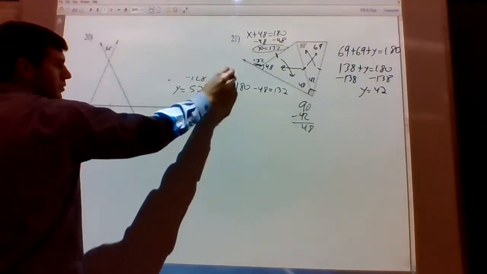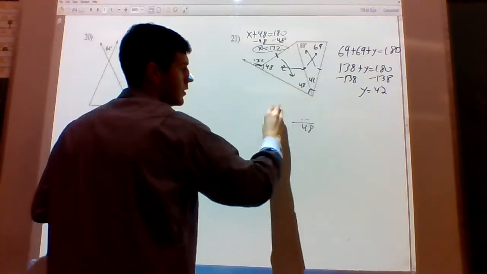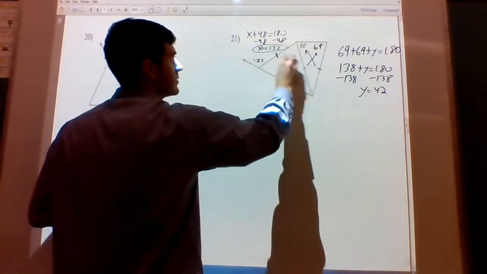You just got to follow your rules, look for what you can find out, and don't try to take it all in at once. Try to break it down piece by piece.